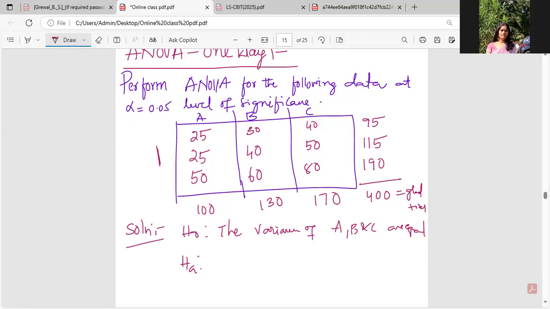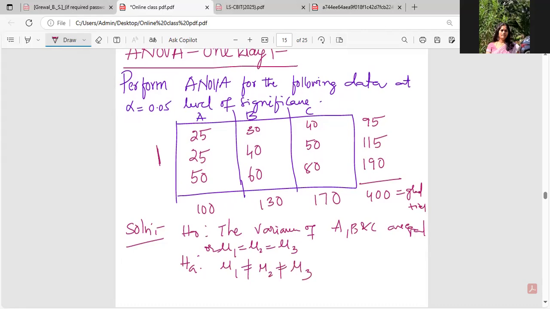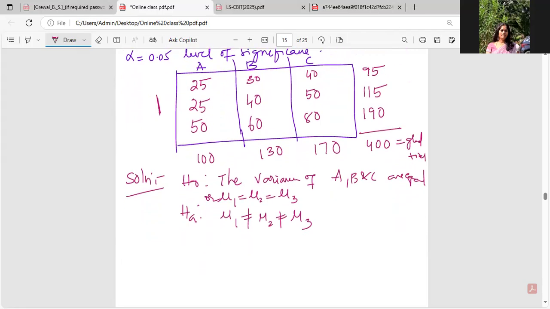Of course, I can take variances, or otherwise I can set it like this: mu1 is equal to mu2 is equal to mu3. And HA would be mu1 not equal to mu2 not equal to mu3. Though I am doing analysis of variance, it is for the means of the samples only.